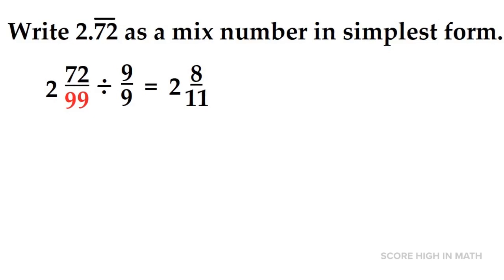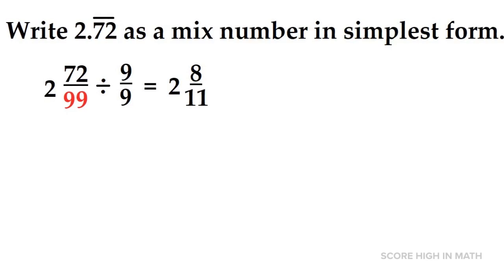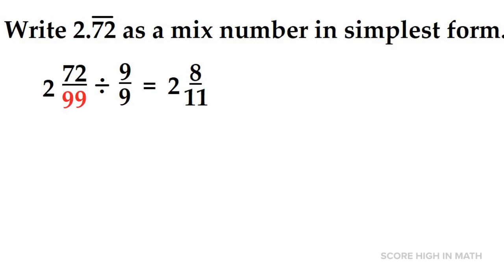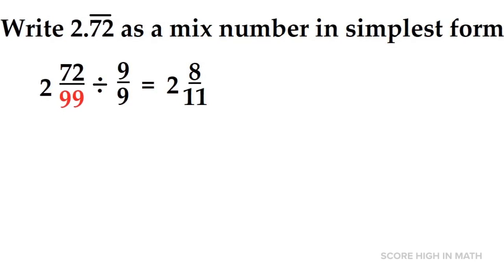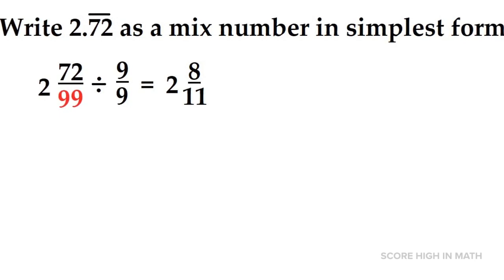If we are given a number with a bar on the hundredths place, we're going to divide that number by 99. Remember, if the bar is on the hundredths place, divide that number by 99. Then, if there are common factors on the numerator and denominator, divide by the common factor to solve for the simplest form. Okay?